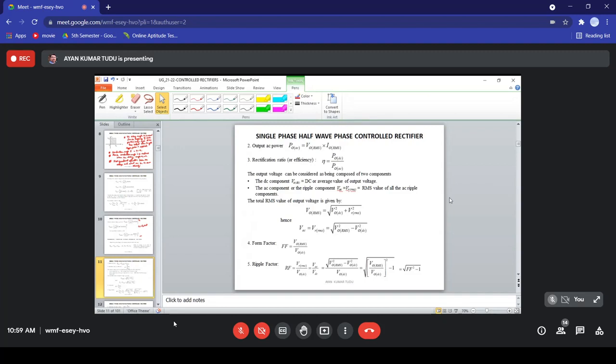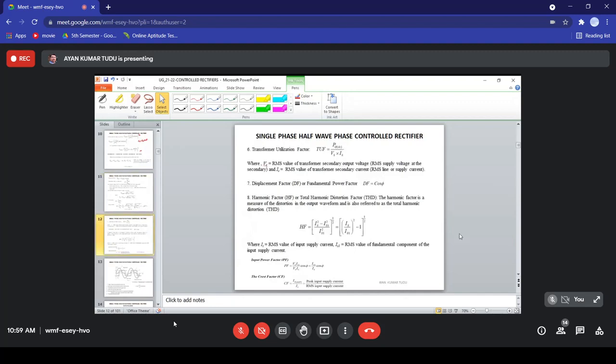Okay. What about the sixth one? Obviously, since we are using a transformer, we have to find out the transformer utilization factor. So that is TUF, as you can see, it is P0 DC by Vs into Is, where Vs is the RMS value of the transformer secondary output voltage, and Is is the RMS value of the transformer secondary current, that is the RMS line or supply current.